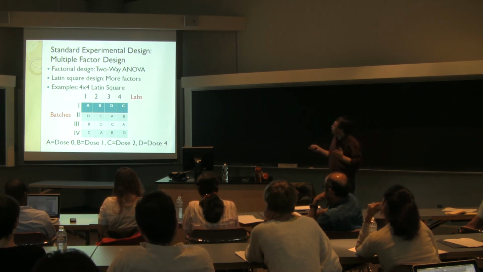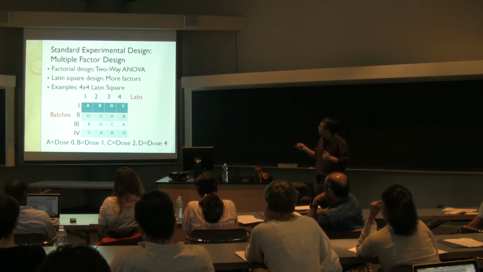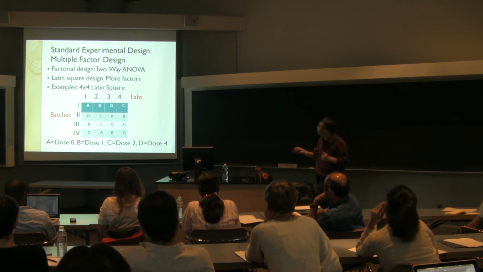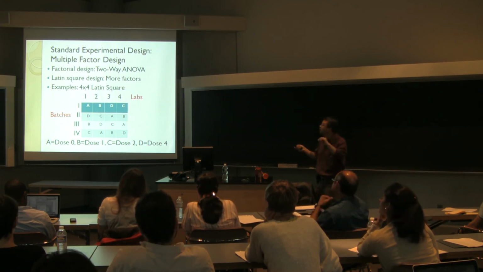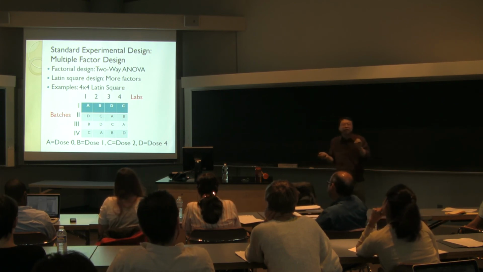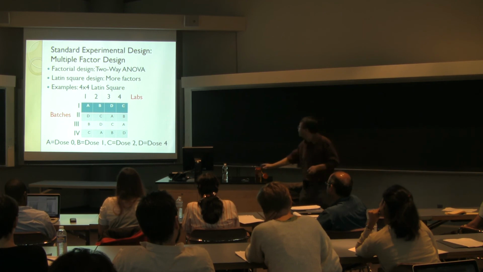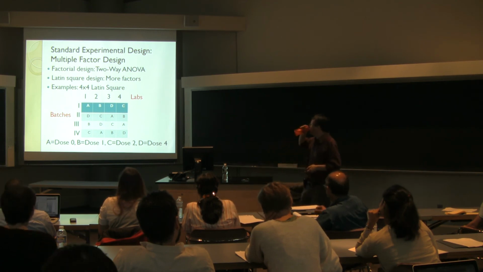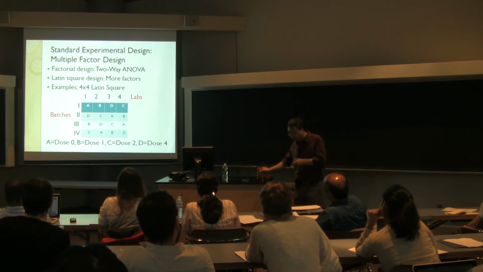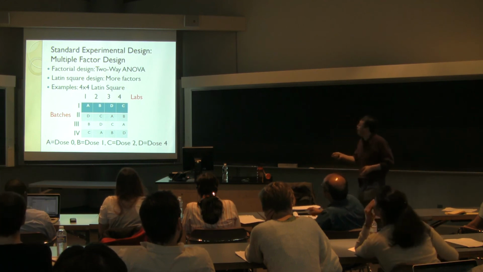Then you need to randomize this to make sure each of these labs has all of A, B, C, D, and each of the batches also has A, B, C, D, so that it is balanced, so that you can cancel out the batch effect and also cancel out the lab effect. This is the so-called Latin square design to get rid of the confounding factors of batch and lab.